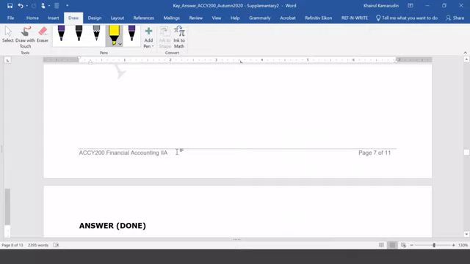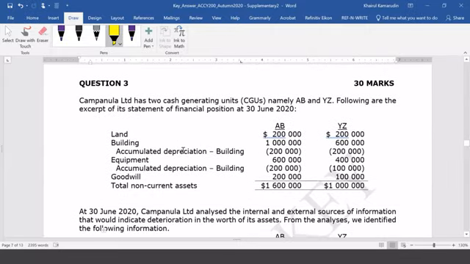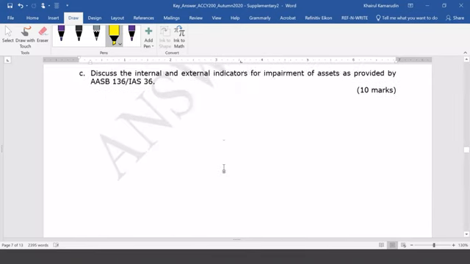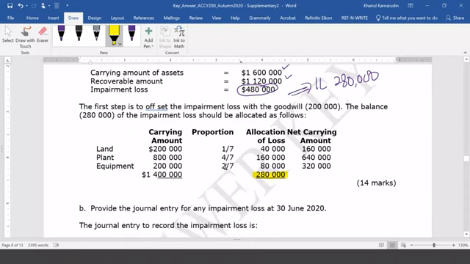So you're going to go back to the questions and check what is the value of the asset. Land, 200,000. Building is 1 million minus 200,000, so 800,000. And equipment is 600 minus 200, 400,000. So this will be the net value of that asset: land 200,000, plant 800,000, equipment 400,000. So the total value for the asset is 1.4 million.